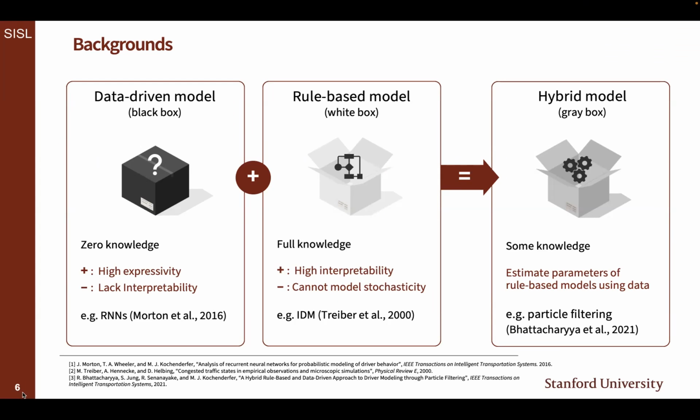On the other side of the spectrum are the rule-based models, or white box models, as they have full knowledge. While being more interpretable and simple, which makes it easier to prevent unacceptable behavior, these models cannot model the inherent stochasticity in human behavior. To leverage the advantages of both models, I proposed a hybrid model which estimates the parameters of rule-based models using data.